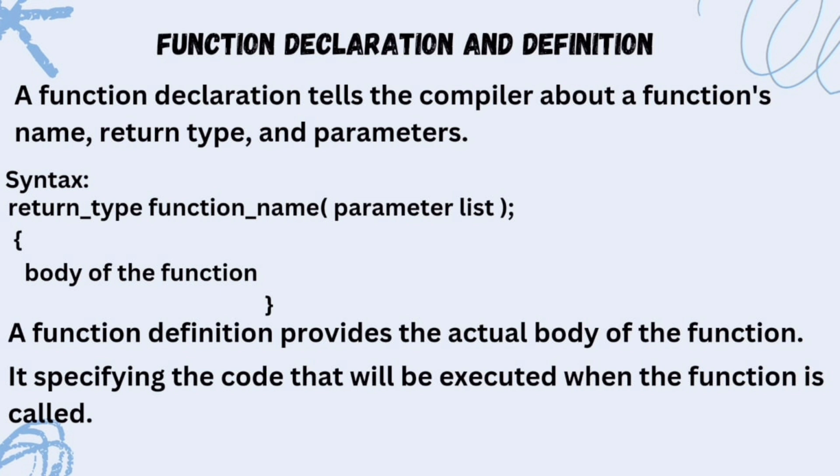It can be either void or int. If it is void, then the function does not return any value. Parameters are like input to the function. If the function does not take any parameters, then it is specified as void. A function definition provides the actual body of the function. It specifies the code that will be executed when the function is called.